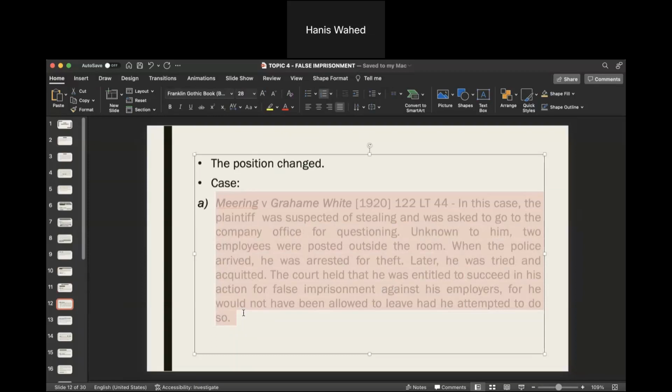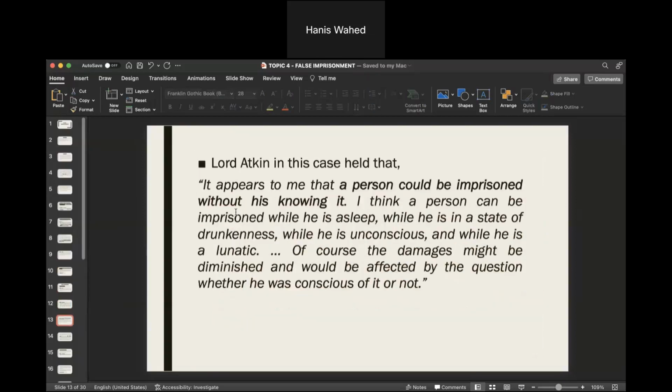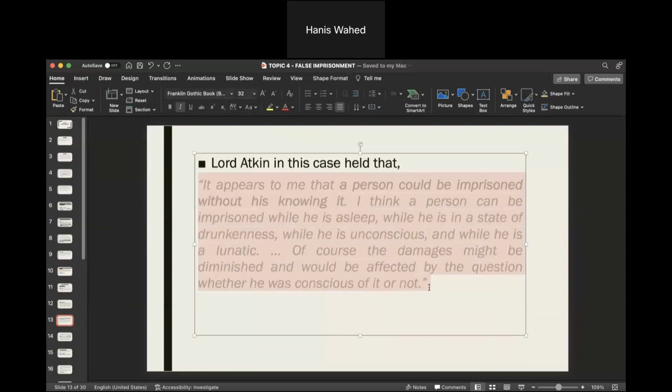But the Court of Appeal dalam kes ini, this case went up to the Court of Appeal. The Court of Appeal held that the defendant was liable for false imprisonment. Why? Because the court said here that a person could be imprisoned without him knowing it. Jadi maksudnya dalam kes ini mahkamah mengatakan bahawa knowledge of the plaintiff itself, knowledge of him being detained, is not essential, it's not necessary. Okay, jadi dalam kes ini there's false imprisonment. Okay, and the judge said that, look at here what the judge said. The judge said that it appears to me that a person could be imprisoned without his knowing it.